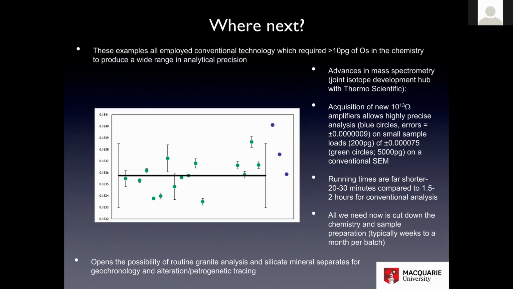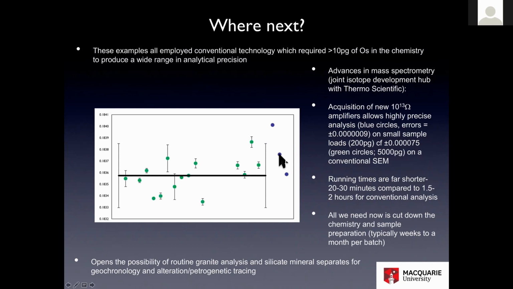So with one eye on the time, I'll wrap up by saying where next. All of these things were done with fairly conventional technology, which required significant amounts of osmium to get to be done after painstaking laboratory work. Brandon talked about the problem with how long these analyses take. Well, to analyze a single osmium sample will typically take you 3 weeks to a month or so to run a batch of samples. So what we're looking at is how to improve the precision.